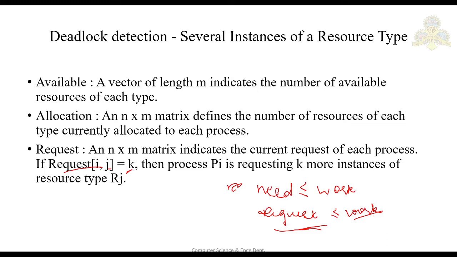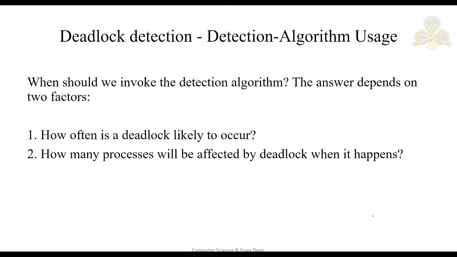Next, we'll talk about the last algorithm, that is detection algorithm usage. So here, when should we invoke the detection algorithm is the question. The answer to this question depends on two factors. The first one is how often a deadlock is likely to occur in your system, and the second one is, if the deadlock occurs, how many processes will be affected by the deadlock. So these two factors will give you the answer for when we have to invoke the detection algorithm.